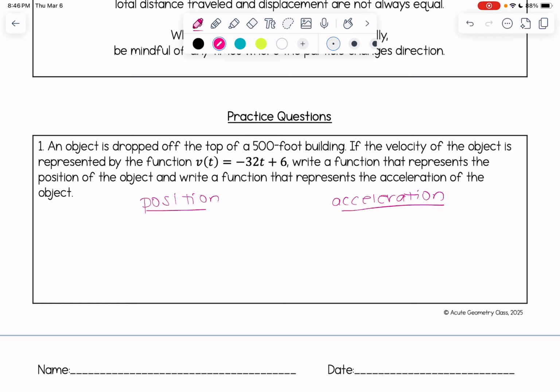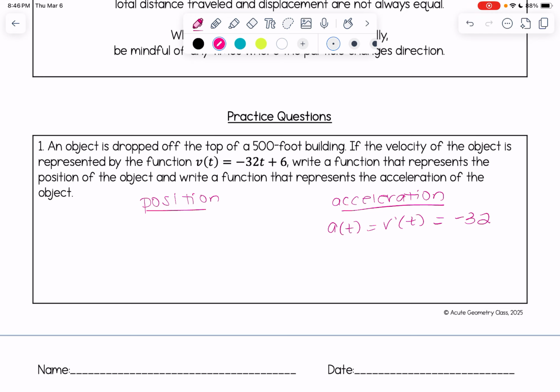So I'm actually going to do these in reverse order. Acceleration, we know from derivatives and learning previously, is basically the derivative of velocity. So I can very quickly determine that that is negative 32.